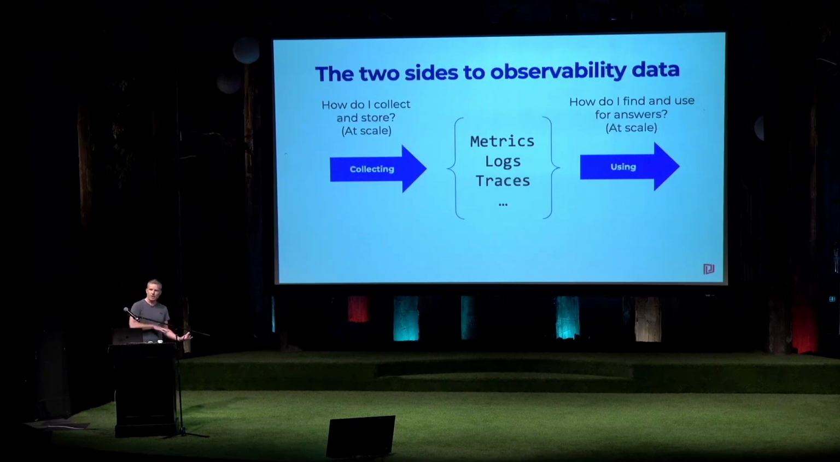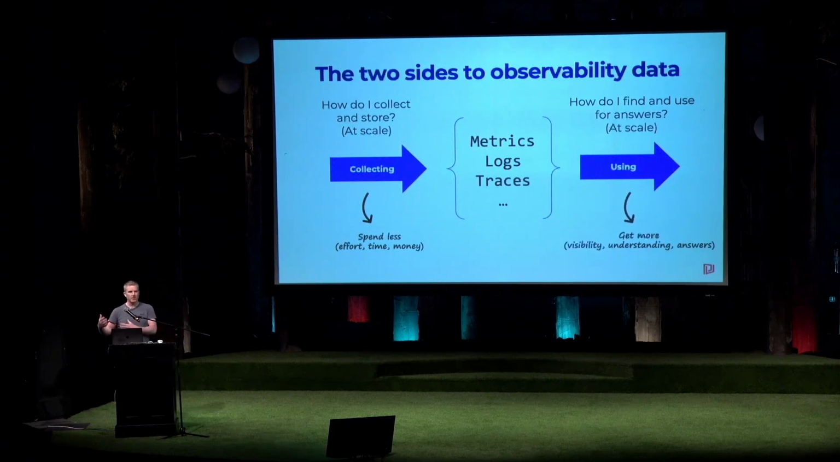So when it comes to these two sides, we seem to be focusing a lot on the left and perhaps not enough on the right. And there are really two questions. How can I spend less? So how can I spend less effort, less of my time, and ultimately less of my business money on the collection side, and make sure that I'm maximizing the value of using that data, making sure I get visibility of my systems and my applications, make sure I can understand my systems, make sure I can find answers. So what I'm going to be talking about today is how we can do both of those things: spend less on the collecting side and hopefully get a lot more on the using side.